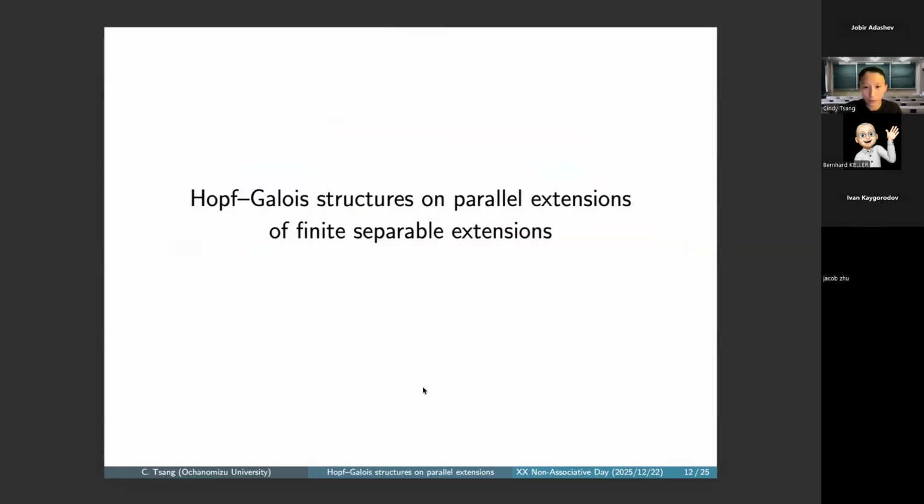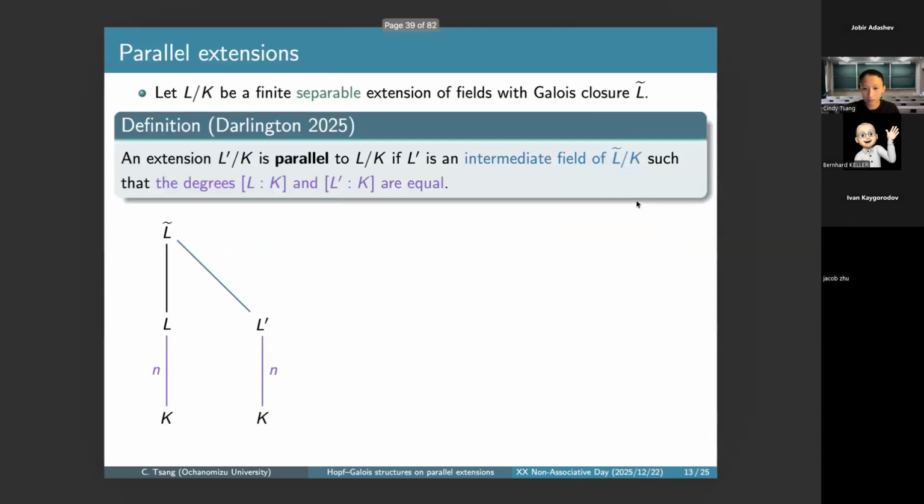So what is the actual problem that we want to study? In the title of the talk, it says Hopf Galois structures on parallel extensions. So what do I mean by parallel extensions? This is a relatively new concept that was introduced by my co-author, Andrew Darlington, in his recently published paper in the Journal of Algebra.